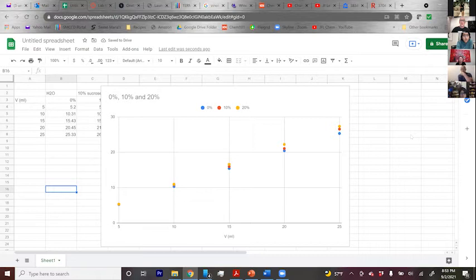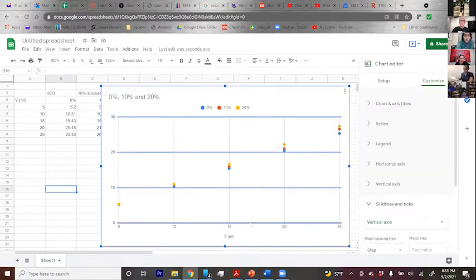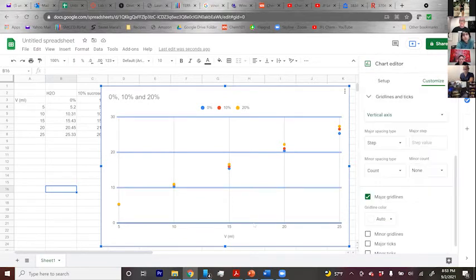So some things I want to do. First thing I want to do is increase the volume. See, it only goes to 5. I want it to go to 0. So I'm going to double click on the 15 on the x-axis.